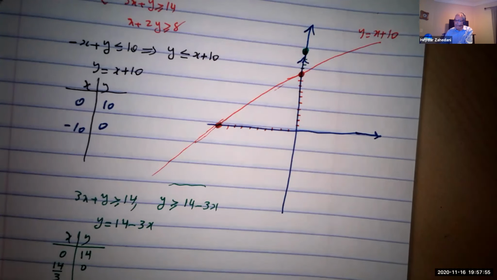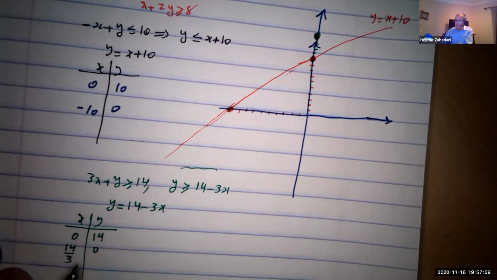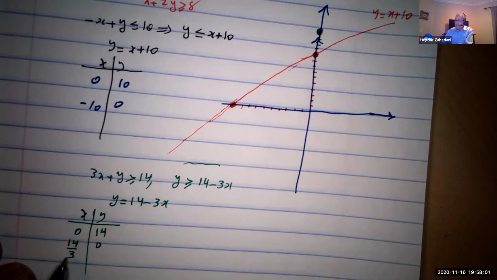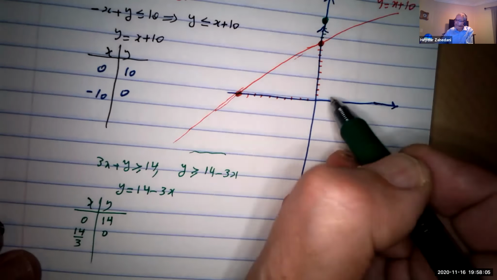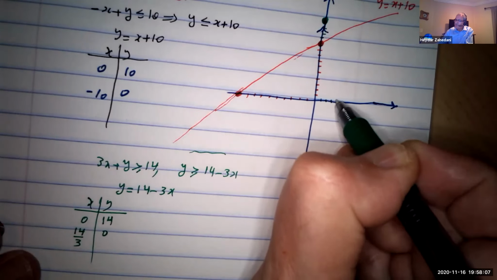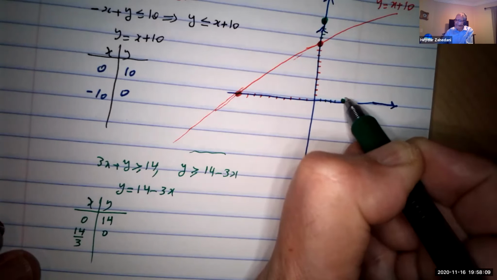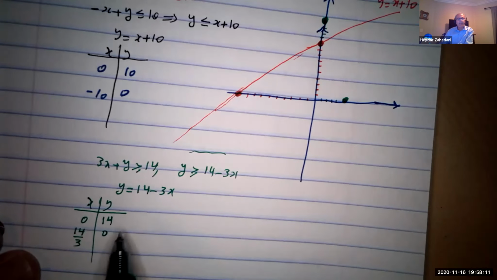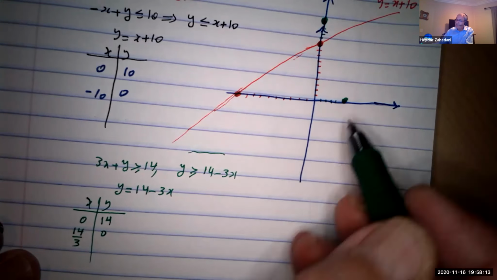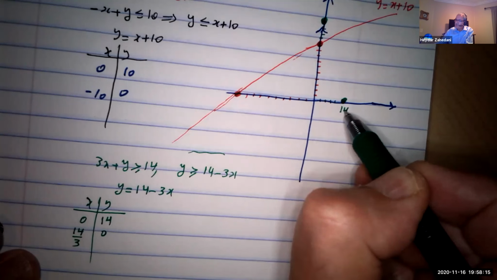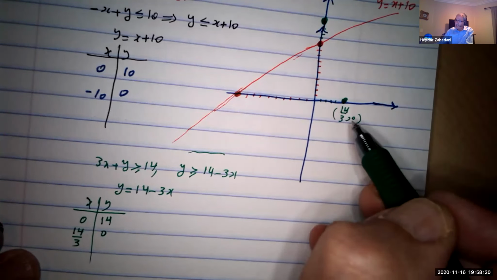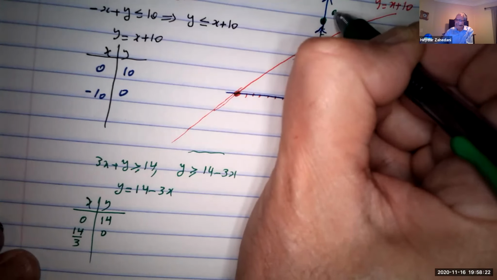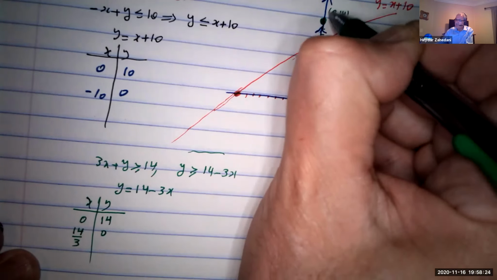Okay, and the x is 14 thirds. 14 thirds would be 4 and something, almost 5. So it's going to be 1, 2, 3, 4. This is going to be the point. So this point is 14 thirds and 0. And this is going to be 0 and 14.